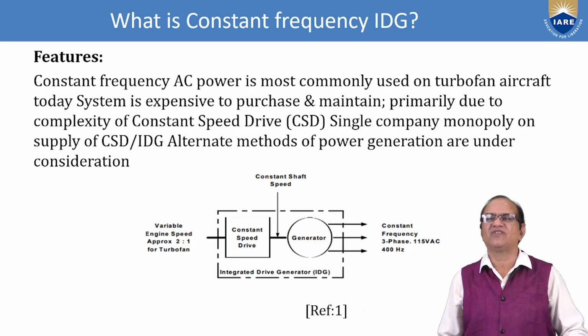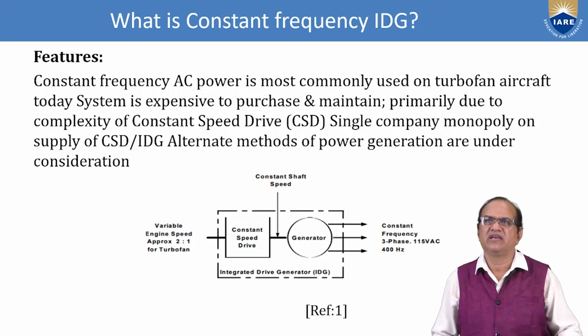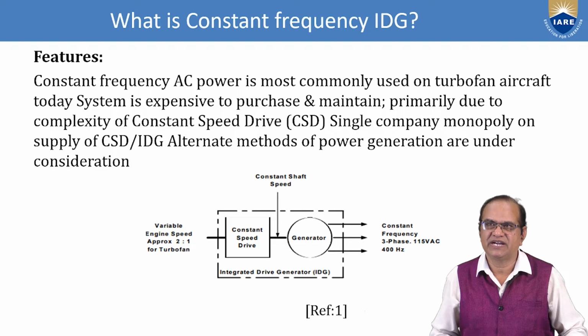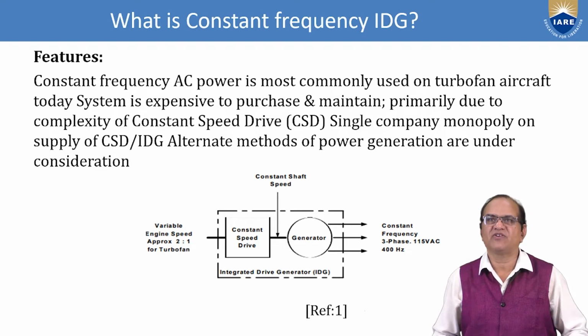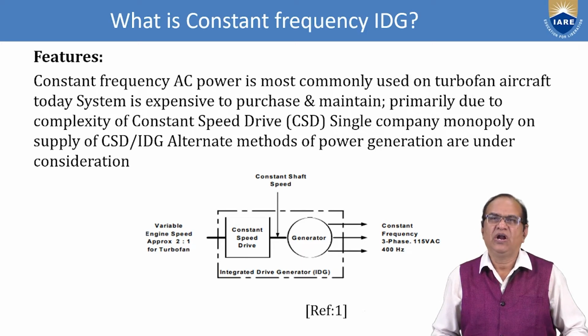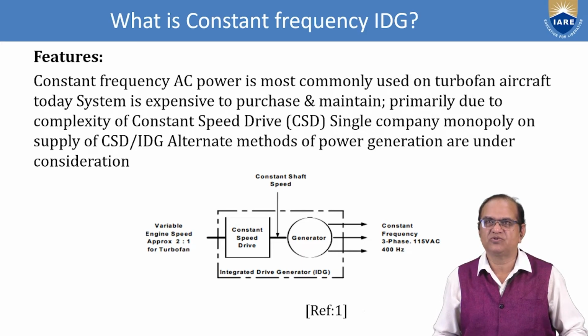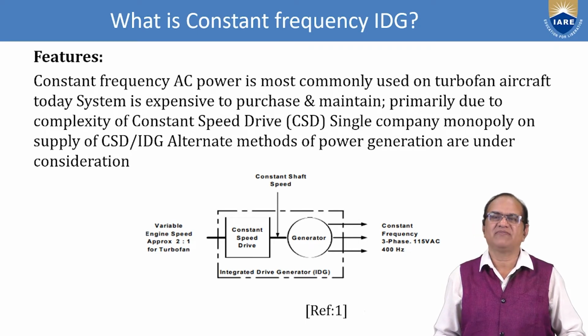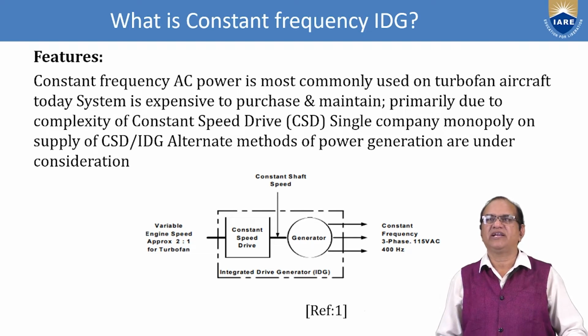So what is the constant frequency IDG? Actually I have explained this just now, but again I am going to discuss this constant frequency integrated drive generator. Constant frequency AC power is most commonly used on turbofan aircraft. Today's system is expensive to purchase and maintain, primarily due to the complexity of the constant speed drive, CSD, and a single company monopoly on the supply of the CSD IDG. Alternate methods of power generation are under consideration.